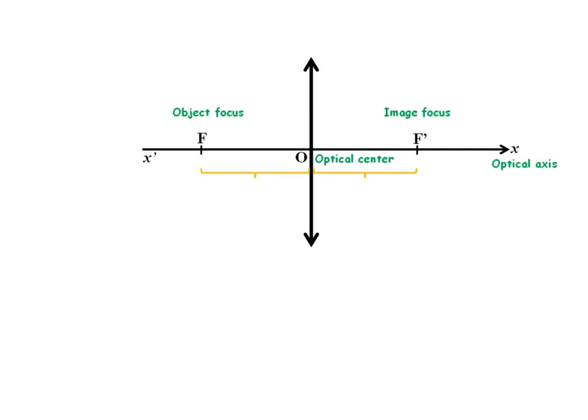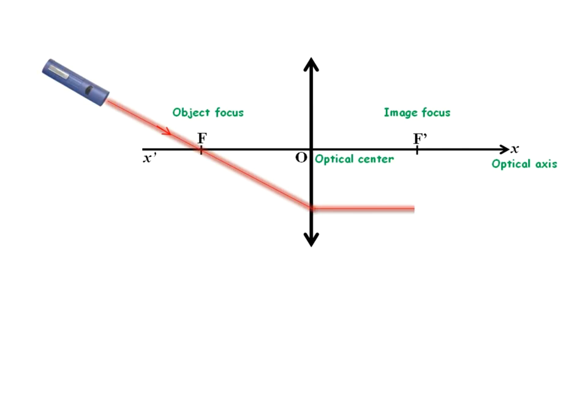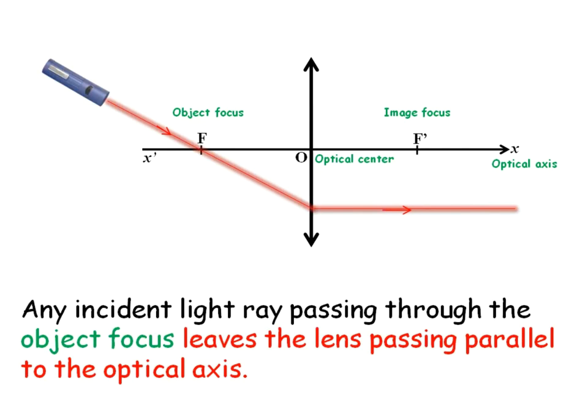What is F? F is the object focus. F prime is the image focus, and O, as we said before, is the optical center. So the distance between O and F is equal to the distance between O and F prime. Now, we want to send a light ray passing through the object focus. It leaves the lens passing parallel to the optical axis. So let's look at this rule. Any incident light ray passing through the object focus will leave the lens passing parallel to the optical axis.